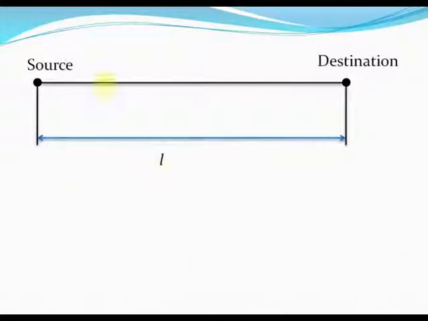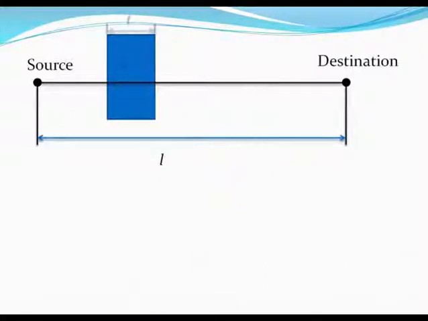Let's see how that happens. Let's say there is this source and there is this destination, and both of them are separated by a distance L. So when light travels from the source to destination in vacuum, clearly the optical path will be L. Now suppose a glass slab of refractive index mu and thickness T is placed in between the source and the destination. What will the optical path be in this case?